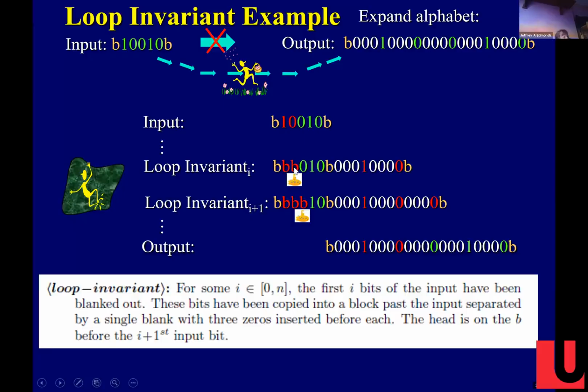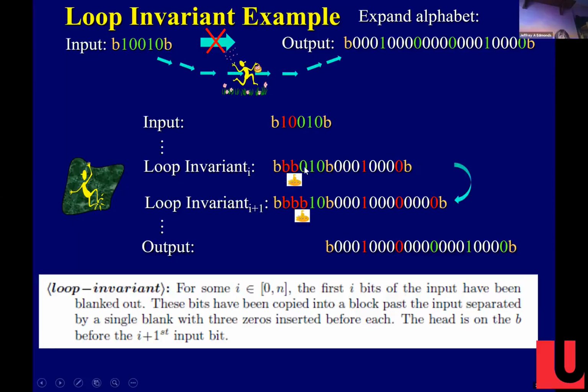I know the head's looking at a blank. So I look at the tape. Is it a blank? Yeah, it's a blank, so I'm good. If it's not a blank, I'm going to panic. But it is a blank. So what am I going to do? I'm going to move my head right. Now my head is on this character. What am I going to do? Oh, that's the character I'm supposed to be handling, right?